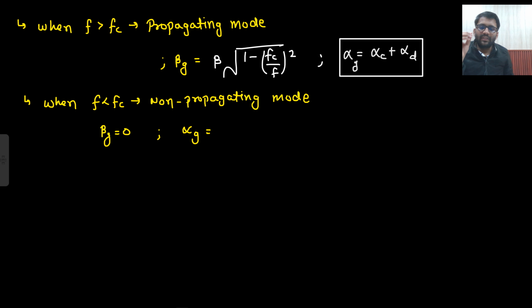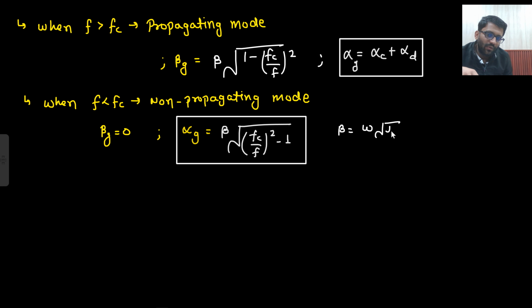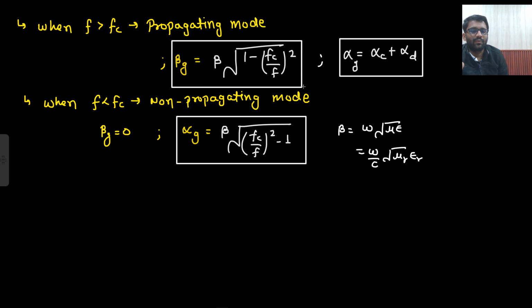But now if there is no propagation at all, that means beta g cannot be possible. So what will be the value of alpha g? That would be beta into under root Fc by F minus 1 whole square. Say yes or no. And what will be the beta here? Beta will be omega under root mu epsilon, or you can say omega by c under root mu r epsilon r. So this will be the formula of alpha g. This is the formula of beta g that we already know.